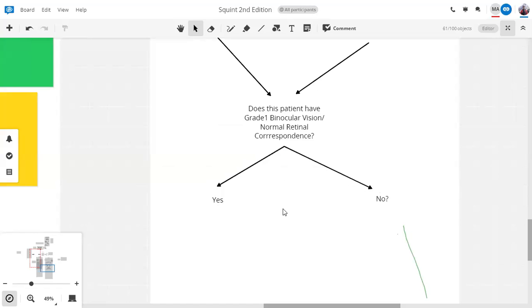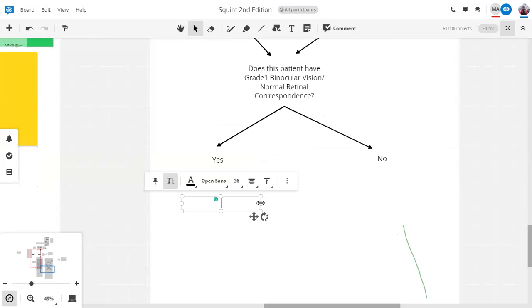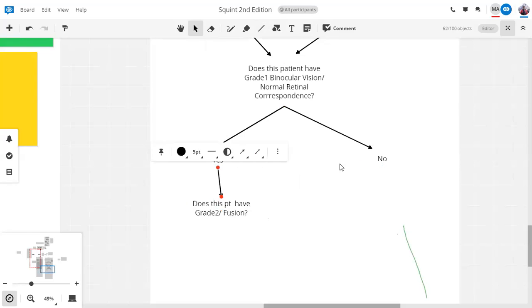If yes, then what should we assess? अब हमें क्या assess करना चाहिए? Fusion. We have to assess whether this patient has grade 2. Grade 2 हमने देख लिया कि चलो grade 1 है, तो grade 2 का दूसरा नाम क्या था? Fusion. So we have to assess whether this person has fusion. तो इस पे हम अभी discuss कर लेते हैं.